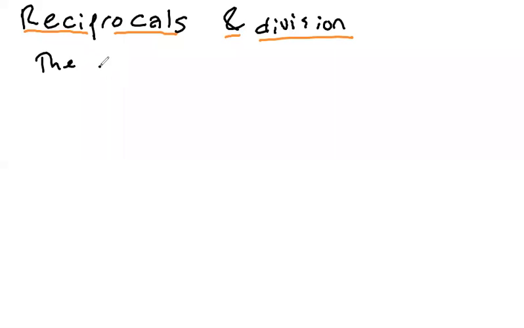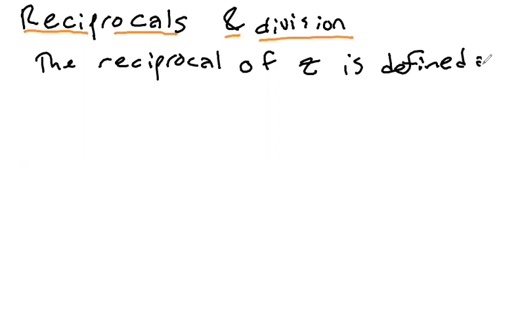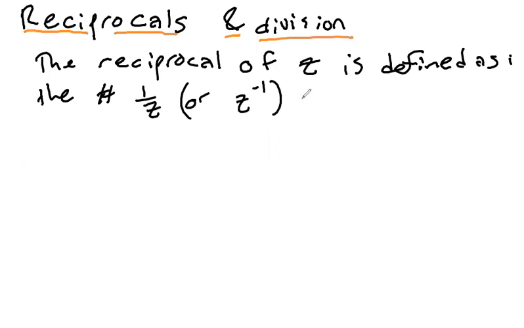The reciprocal of a complex number z is defined as the number 1 over z, or z to the minus 1, equivalent notation, such that z times 1 over z is equal to 1. So take your original complex number. What number do you multiply it by to get 1?